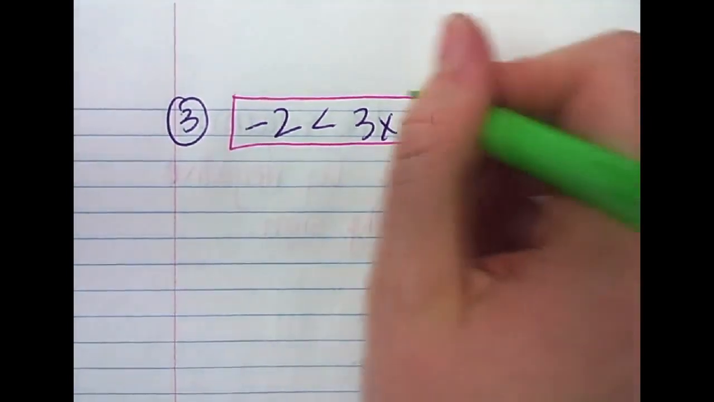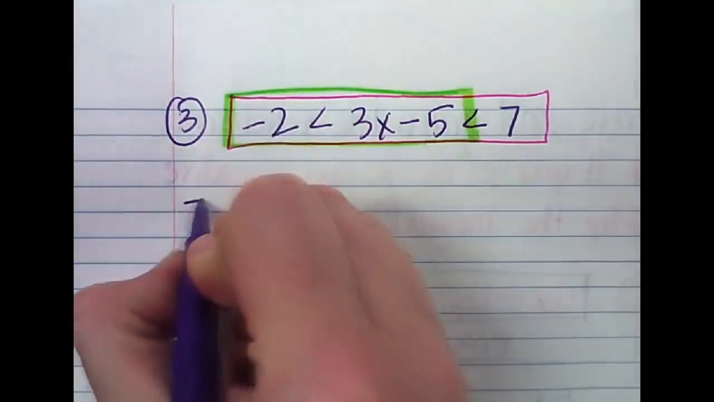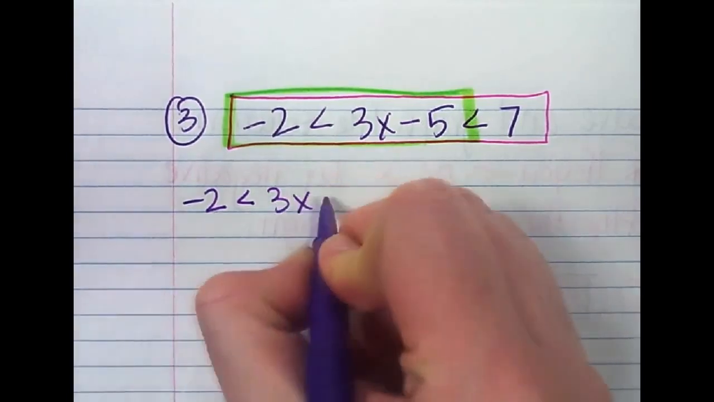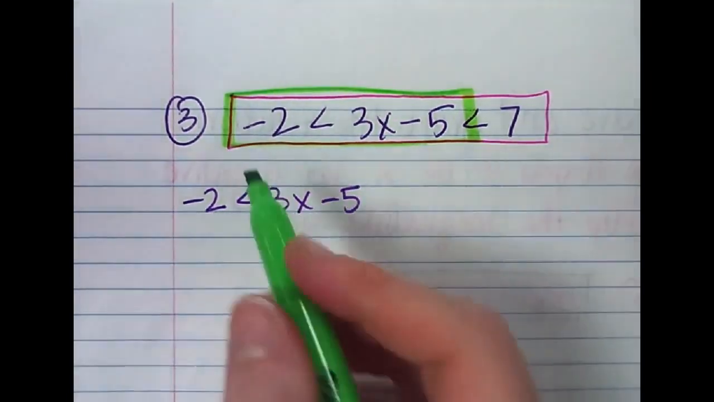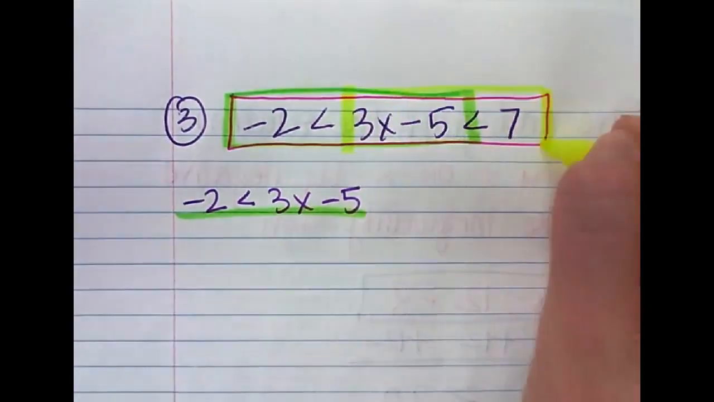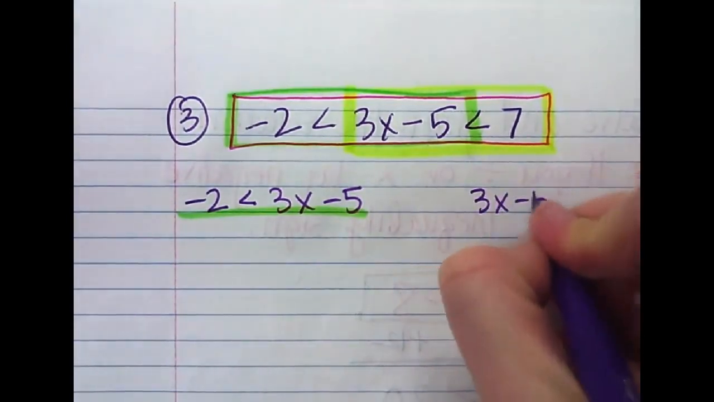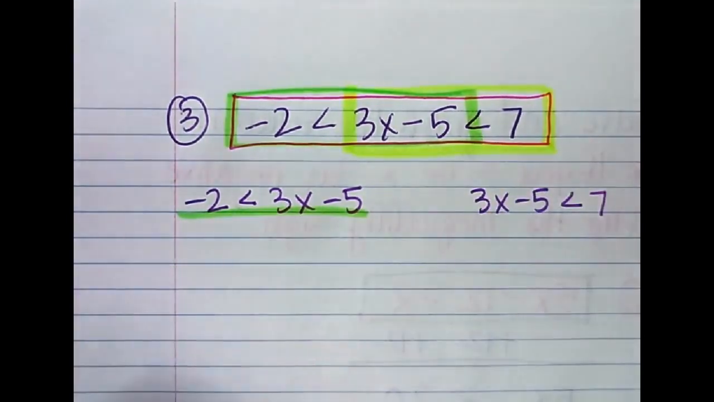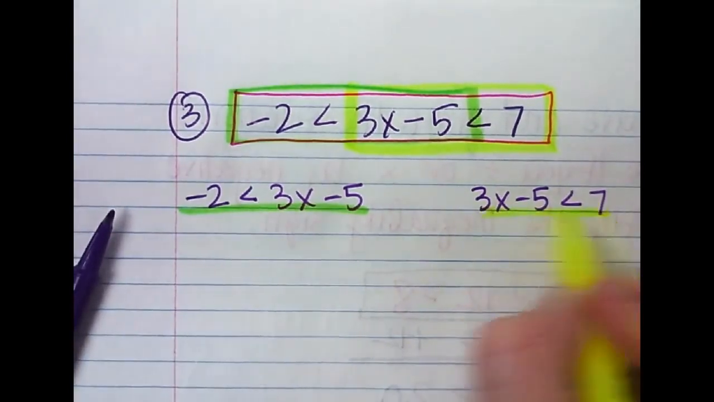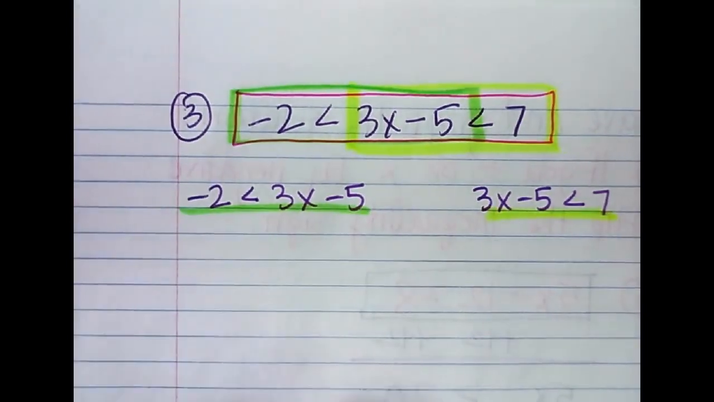I'm going to do the left and the middle together. And I'm going to write that. So negative 2 is less than 3x minus 5. So there's that left side. And I also do the middle with the right side. So 3x minus 5 is less than 7. And then I solve it and then I put it back together.